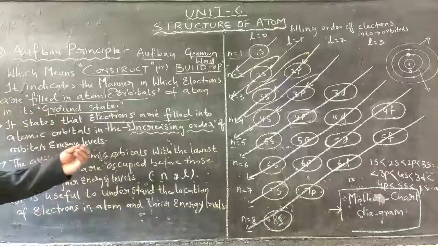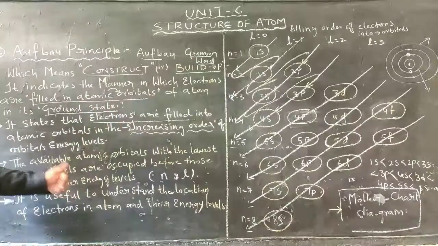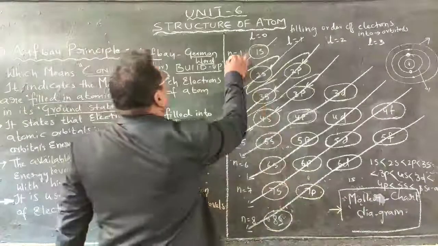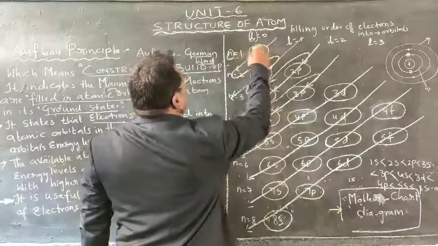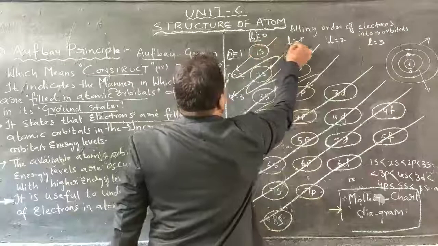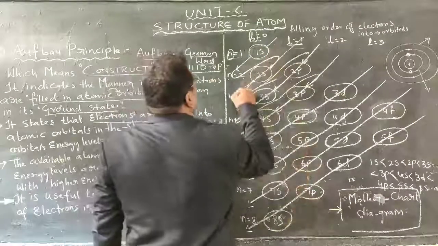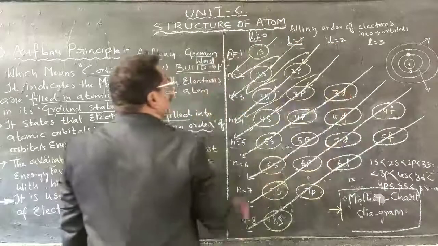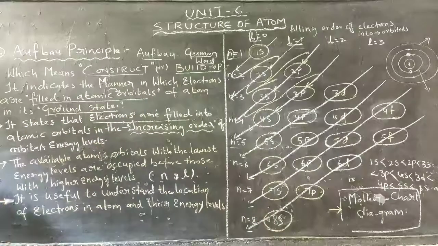One more point: the available atomic orbitals with the lowest energy levels will be occupied first. Then afterwards, the higher energy levels, depending upon what value? The n value as well as the l value. For n equals 1, l equals 0, therefore the 1s orbital. For n equals 2, l equals 0 and l equals 1, therefore the 2s orbital as well as the 2p orbital. For n equals 3, l equals 0, 1, 2: 3s, 3p, 3d. In that order, electrons will enter into those orbitals.